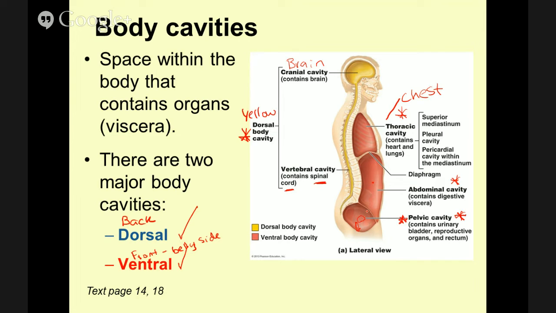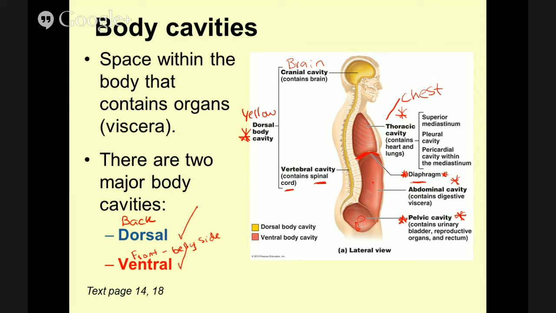Very important, there is a really important structure here, and you can see that there is a divider. See right here? There is a divider that separates the thoracic cavity from the abdominal cavity. It's called the diaphragm. It's a skeletal muscle, a big muscle right under your lungs, and it acts as the divider that separates the thoracic cavity from the abdominopelvic cavity, or the abdominal cavity. It's a very common multiple choice question: what is the name of the structure that separates the thoracic cavity from the abdominal cavity? It's called the diaphragm.